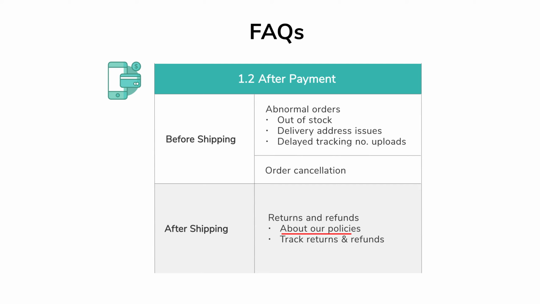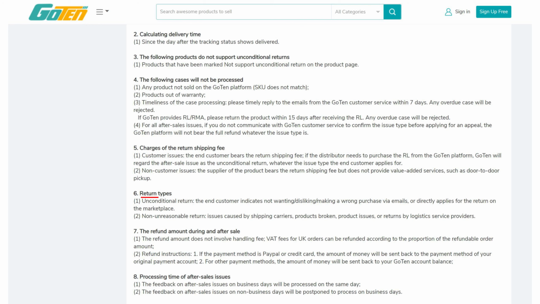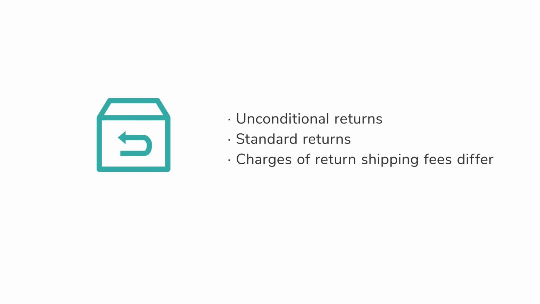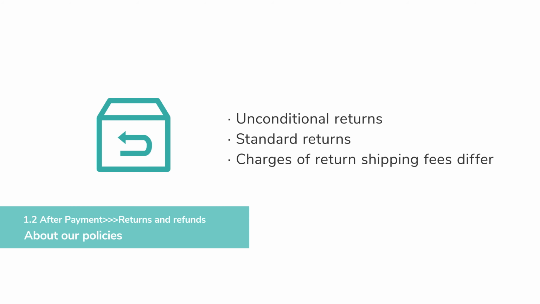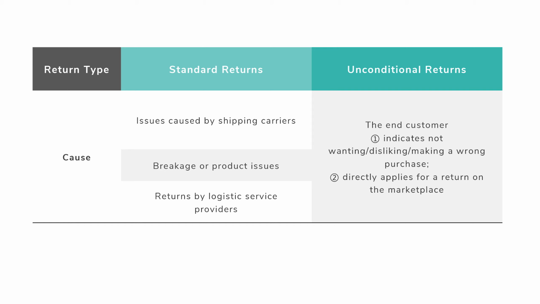After payment, About our policies. As for orders after shipping, we'll mainly talk about return types, return amounts, and charges of return shipping fees. It's worth noting that GoTen also offers both standard returns and unconditional returns. Standard returns are mainly for issues caused by shipping carriers, breakage or product issues, and returns by logistics service providers. You can apply for an unconditional return when the end customer indicates not wanting, disliking, or making a wrong purchase, or directly applies for a return on the marketplace.